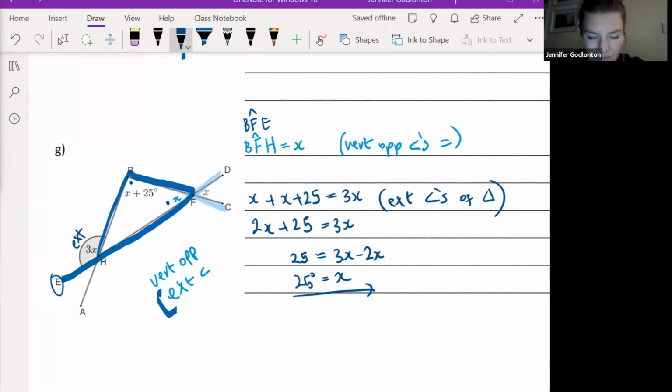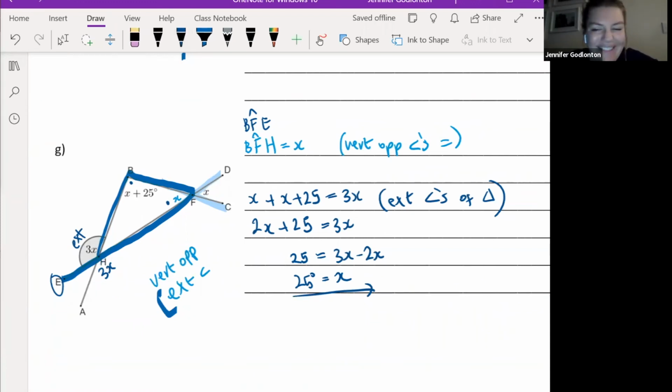Keith, how can I help? Ma'am, I just noticed something. Yeah? With 3x, can you use vertical opposite angles? You could, but then my 3x would be over here, and then I would still have to do exterior angles of a triangle, just with something extra that I've done. Okay, never mind.